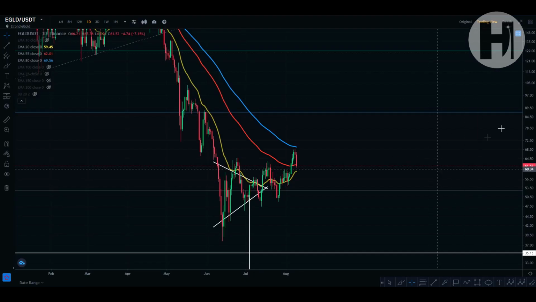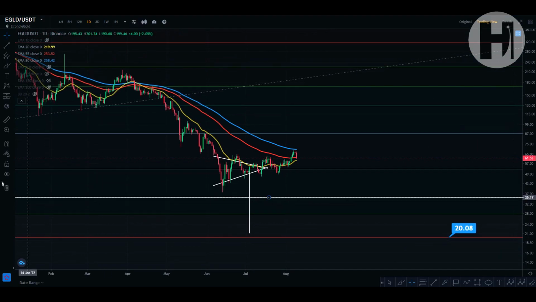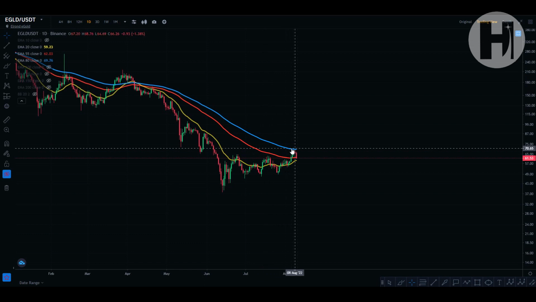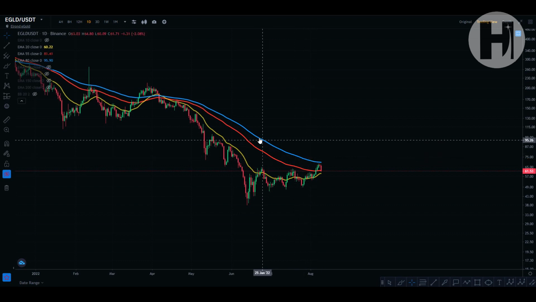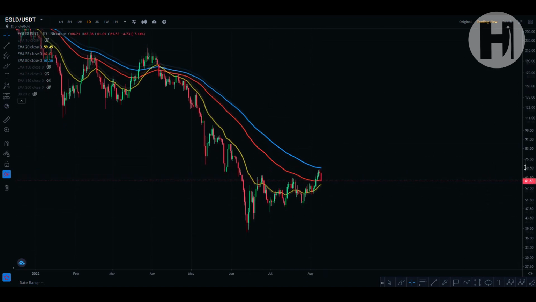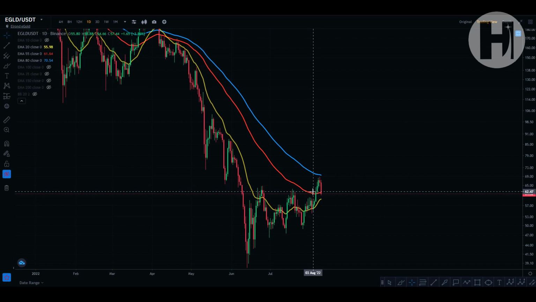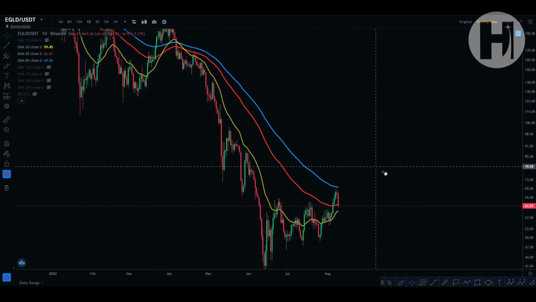So moving over to the daily chart on Binance, I do want to draw your attention to the 10 EMA here, which is not actually the 10 EMA, but the 80 EMA, I should say. The blue trend line here, or the blue moving average, is the 80 EMA. And as you can see, we did move towards it, but we got rejected back down.